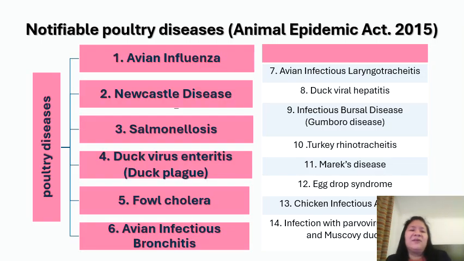So this is the list of notifiable poultry diseases in Thailand. As you can see on the left, the 6 priority diseases are avian influenza, Newcastle disease, monolosis, duck virus enteritis, fowl cholera, and also avian infectious bronchitis. But there are also other diseases on the list.